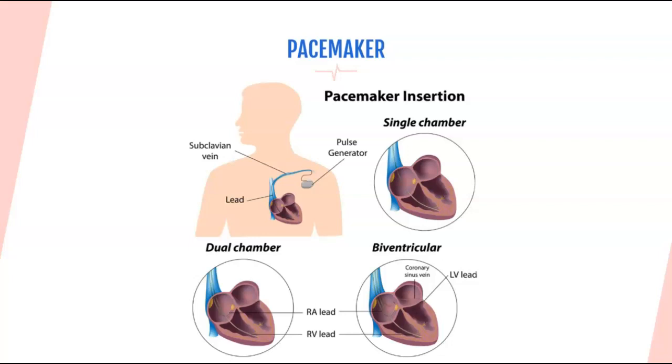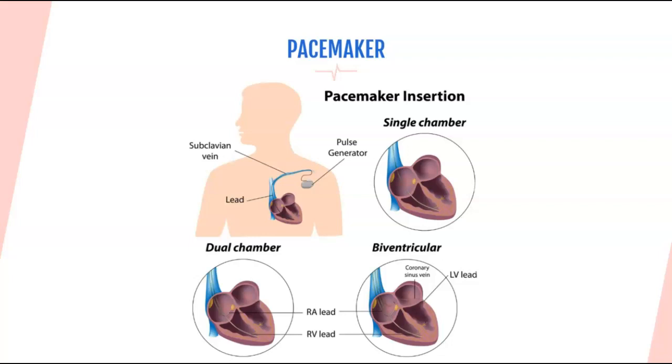So the single chamber pacemaker uses a single wire attached to one chamber of your heart. The dual chamber pacemaker uses two wires attached to two chambers of your heart. And the biventricular pacemaker uses three wires, two of which are attached to the ventricles, and the third is connected to the right atrium. This is used to coordinate contractions between the right and left ventricles.